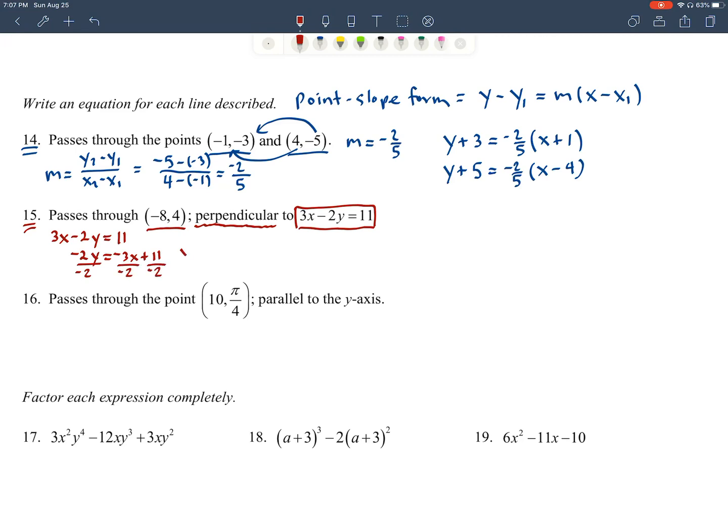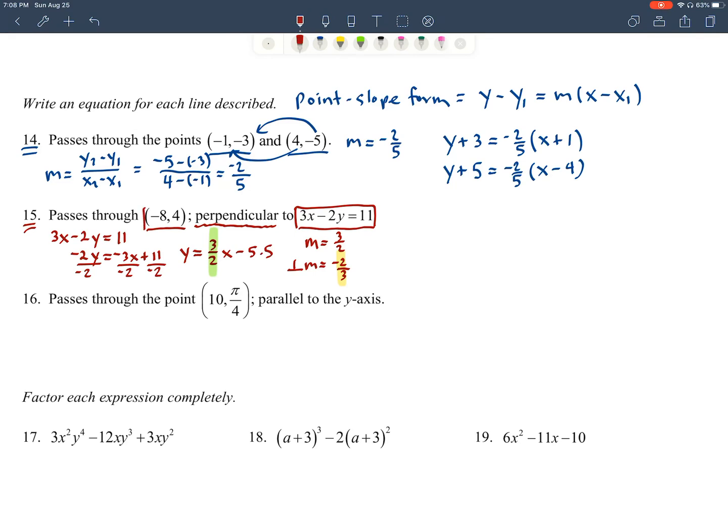We now have y is equal to 3/2 x minus 5.5. So the slope we need from there is 3/2. Remember, our perpendicular slope should be the negative reciprocal. So if the original slope is 3/2, our perpendicular slope should be -2/3. If we multiply those together, we should get -1. So we are going to use this one as our slope.